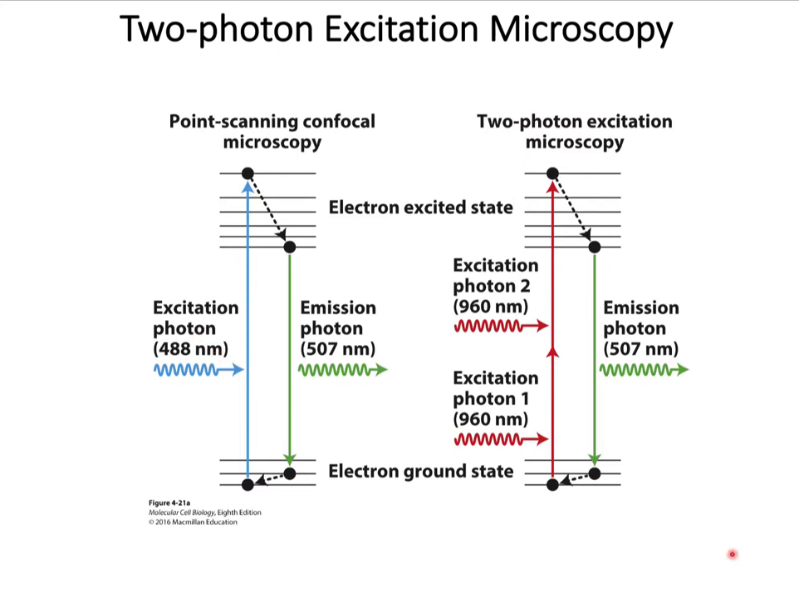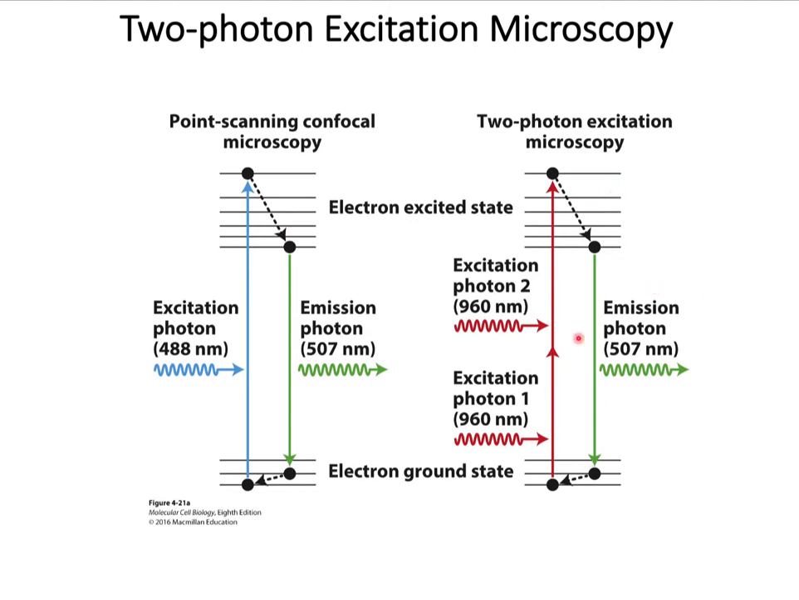Anyway, the 960 nanometer near infrared wavelength has significantly lower energy, so it is not possible for a single photon to excite a fluorophore to emit the emission spectrum. So in this two-photon excitation microscopy, two photons are bombarded almost at the same time on the specimen so that their energy adds up to double, and that is enough to emit the emission spectrum.